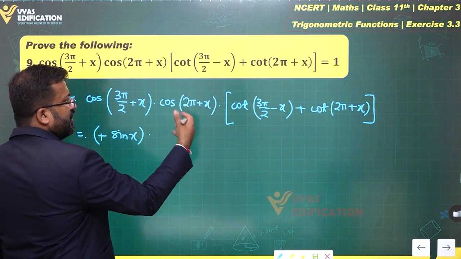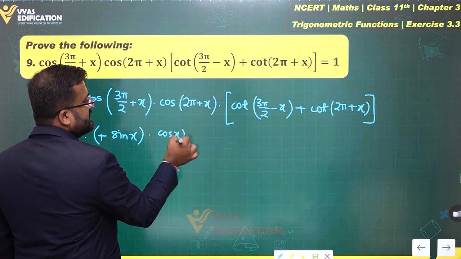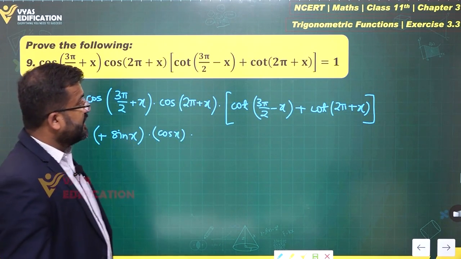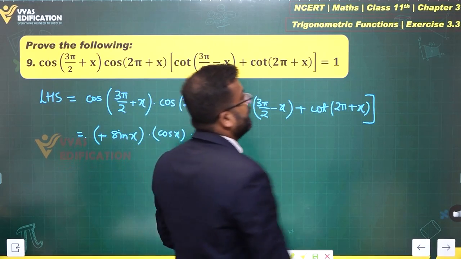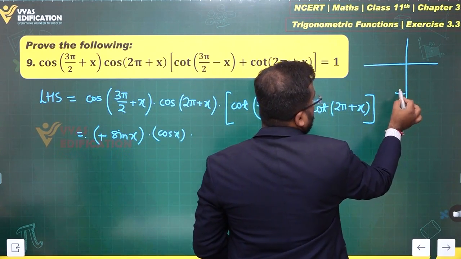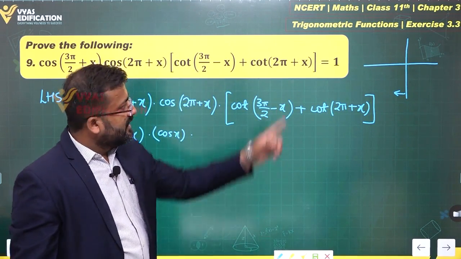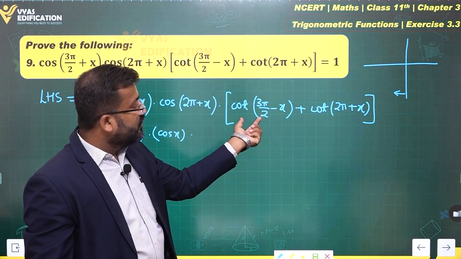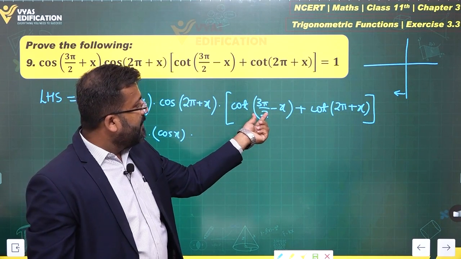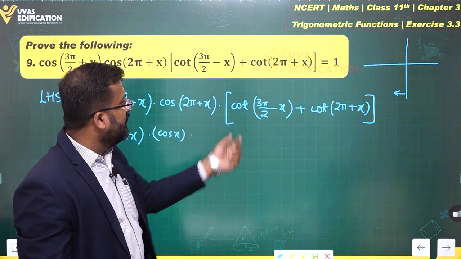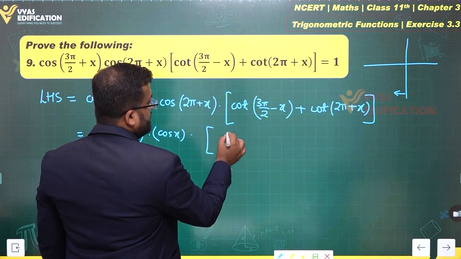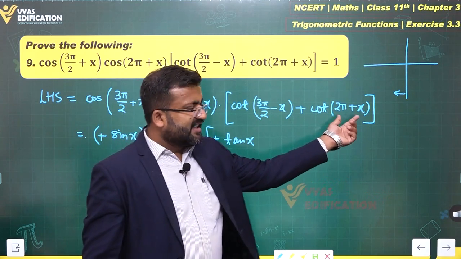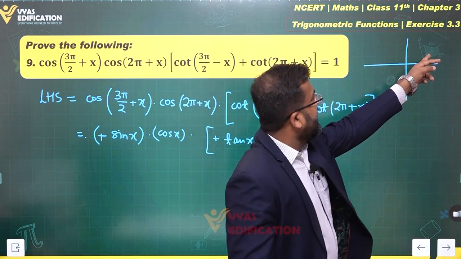What is this equal to? Cos of 2 pi plus x is same as cos x. What about this over here? Cot of 3 pi by 2 minus x. Let's recall cot of 3 pi by 2 minus x. 3 pi by 2 minus x is actually this quadrant, right? 3 pi by 2 is that line, and 3 pi by 2 minus x is that quadrant. This is the third quadrant. In the third quadrant, cot is positive, but because of 3 pi by 2, cot will convert in terms of tan. So this is plus tan x. What about 2 pi plus x? 2 pi plus x is pretty simple. This is the angle that I'm looking at.